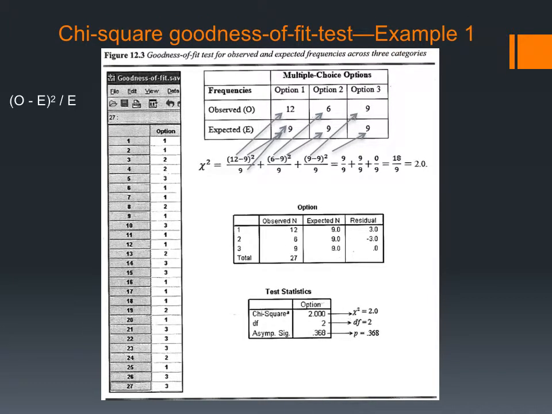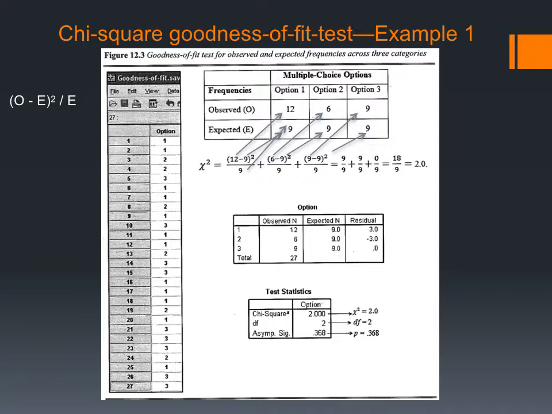Okay, I know that formula was a mouthful, so let's go over that again. It's the observed value minus the expected value squared, and then we divide it by what was expected. And so you can see in this example where the numbers are coming from. There was an equal expectation that students would choose option 1, option 2, or option 3. So it's 9 all the way across.